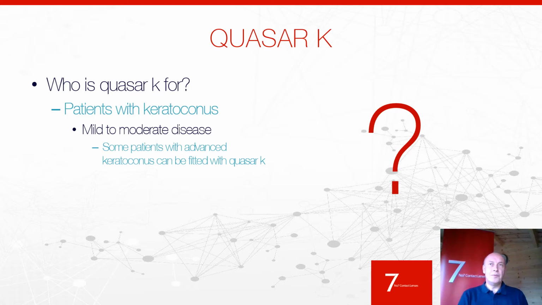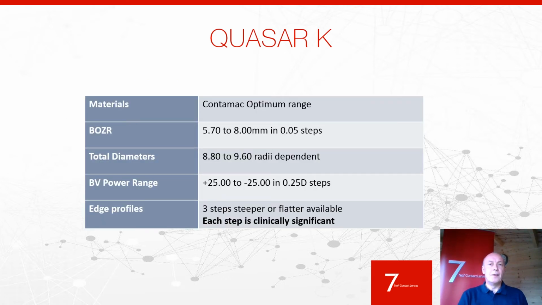So who should we fit the Quasar K to? Generally mild to moderate keratoconics. Some of the more advanced keratoconics may be fitted, but generally the mild to moderate ones are more successful. Again, we recommend the use of the Contomac Optimum range of materials.